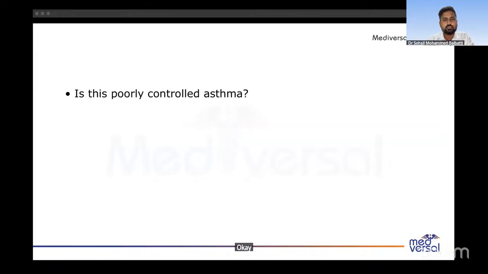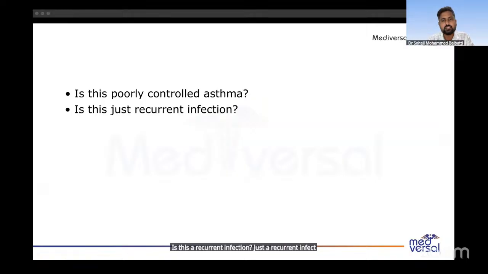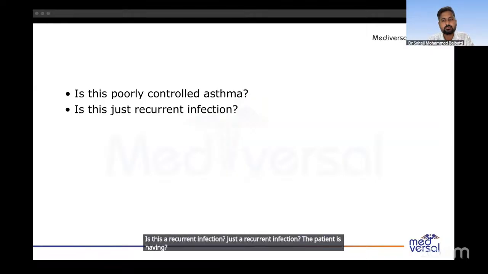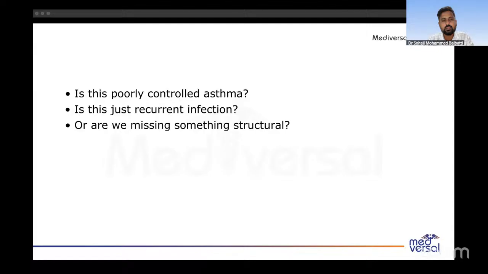Okay. So is this a poorly controlled asthma? How many of you agree with this? Is it a poorly controlled asthma? No. Is this a recurrent infection? Just a recurrent infection the patient is having? Or are we missing something structural in this patient?